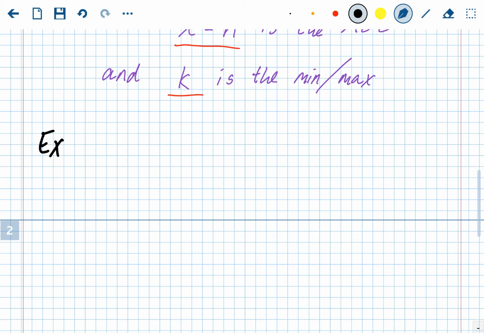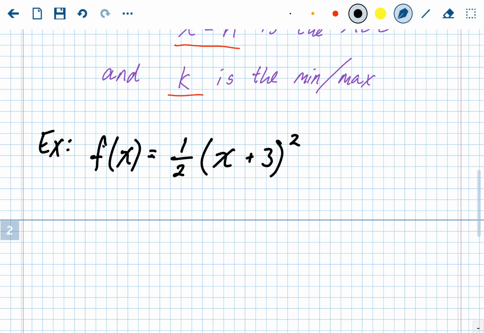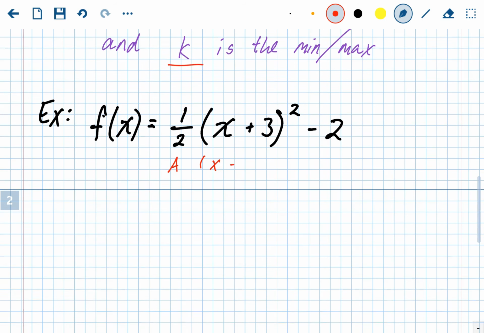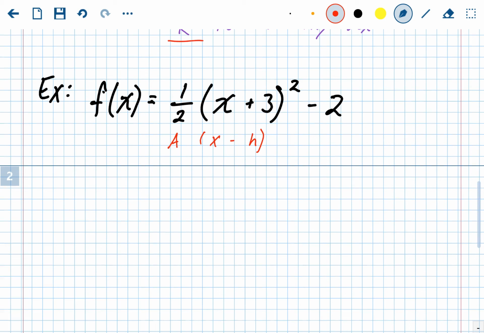So let's say we have the function f of x equals 1/2 times x plus 3, the whole thing squared, minus 2. All right, so that is in vertex form. Remember what vertex form is. We just wrote it down. It's the a value times x minus the h value squared plus k.